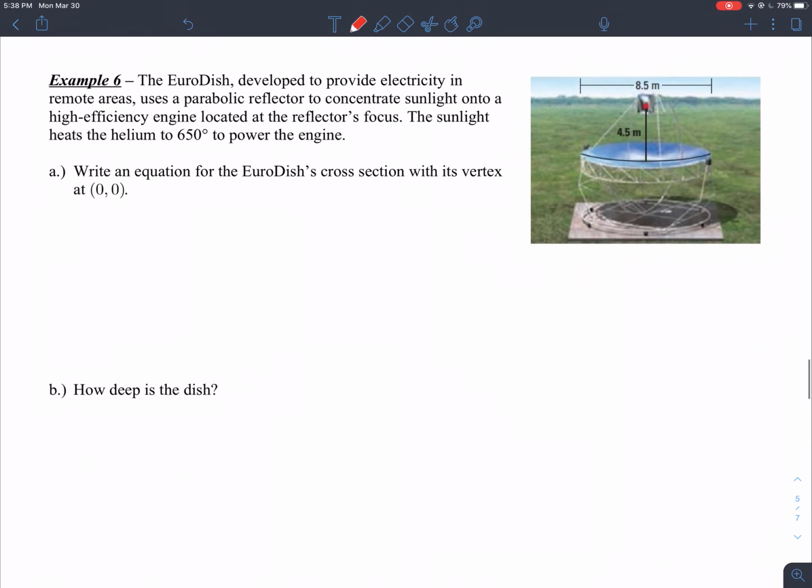So then, example 6, which is actually example 3, I apologize, is an example of this. It's called the Eurodish.